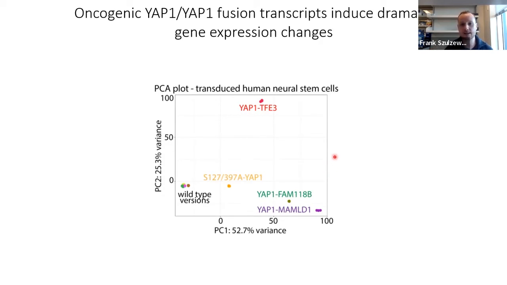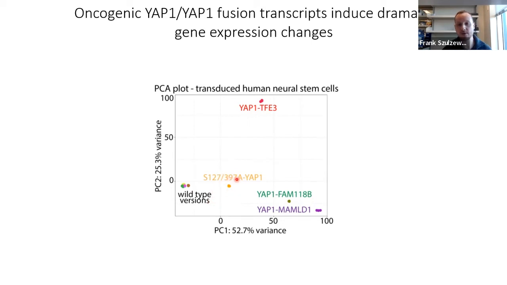And we expressed the wild-type versions of these gene fusions, wild-type YAP1 or the wild-type CAMTA1 fusion partners, as well as 2SA, 2-point mutant YAP1, which is a constitutively active YAP1, or 3 of these gene fusions, including YAP1 TFE3. And you can see that all of these wild-type versions basically cluster very closely together with a GFP control. They don't elicit large gene expression changes.